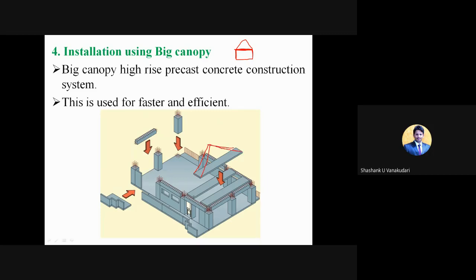Right? So for installation, they are going to provide certain joints for these additional members, and then provide certain hooks by tying them up, and then this can be lifted by the crane. So like that, by using these big canopies we can install the structural members. By using these canopies, especially in high-rise buildings, it is used for faster and efficient construction.